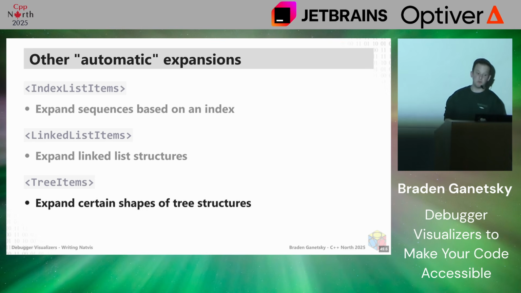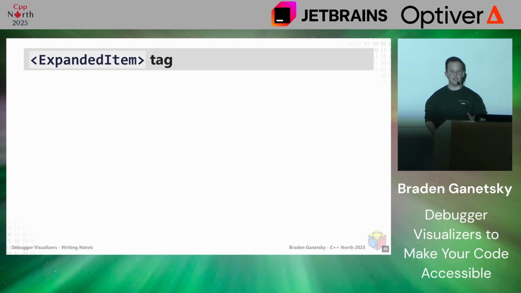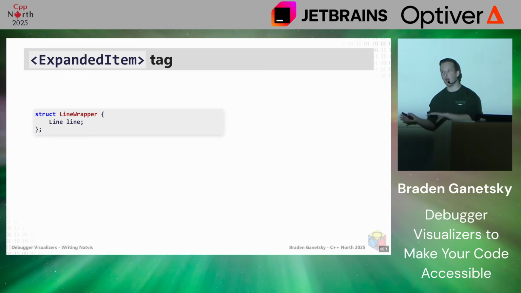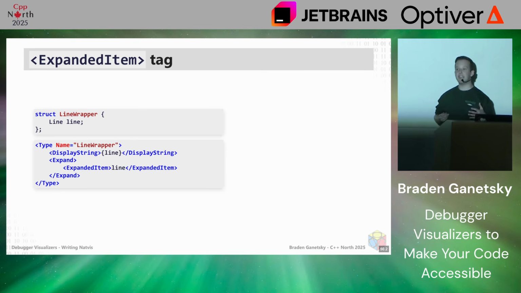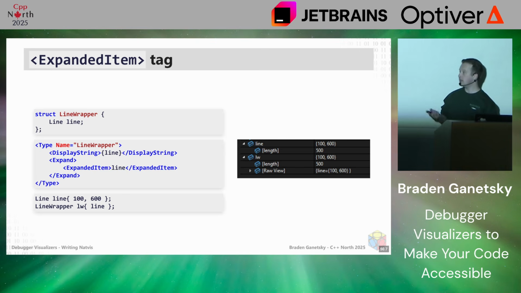So that's pretty nice. ExpandedItem is pretty cool because you can take basically a child and take its contents into the parent. So imagine I have a LineWrapper that holds a line, and now I'm creating a NatViz for it. What I do is, well, let's create the display string. Let's defer to line, and this defers to line's display string recursively. And then I have an ExpandedItem. The expanded item for line basically means, hey, let's take everything from the inside of line, stick it up into the parent of LineWrapper, so we don't even know that line itself exists, we just take all of its items. So now when I create a line and a LineWrapper, this is what I get.